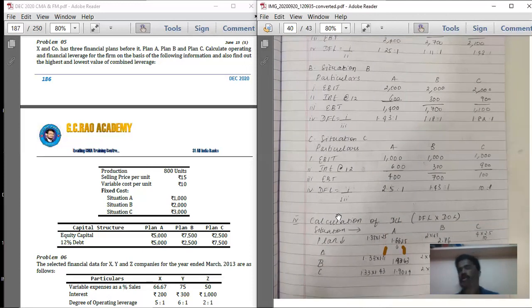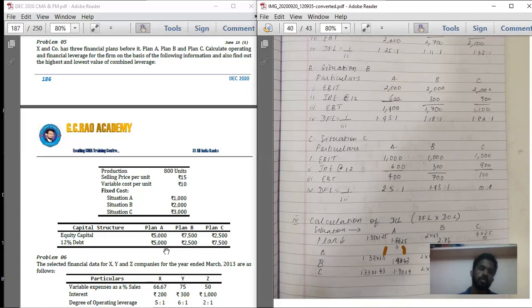So two things we should understand here. One is, here they have mentioned three fixed cost situations and three capital structure situations. Without understanding that, students will mix them up: under fixed cost situation A they will use plan A capital structure, and for situation B they will use plan B capital structure. It is not the case. Under situation A there are three capital structures. So 3 into 3 is 9 degrees of combined leverage you should get.